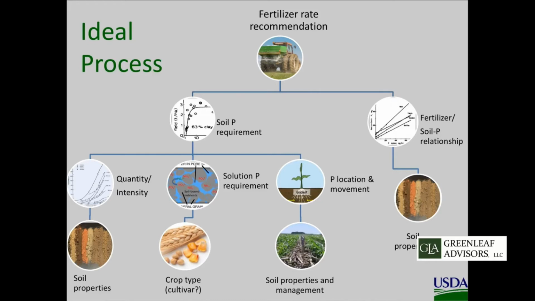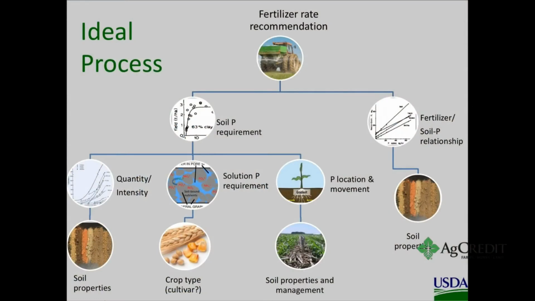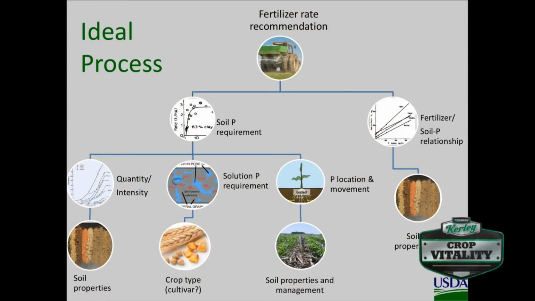All right, well, we can't stop there. The soil phosphorus requirement is a function of three things. That's a function of the quantity-intensity relationship, that is the ability of that soil to supply phosphorus to solution. It's also a function of your solution P requirement. What concentration does the plant want in solution to be happy? And where is that phosphorus located? Is it evenly distributed throughout the profile? Is it going to be near the roots?